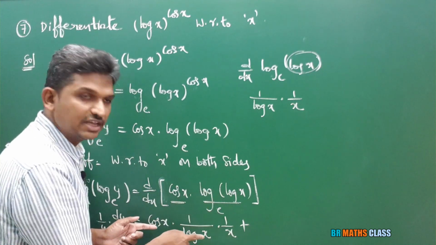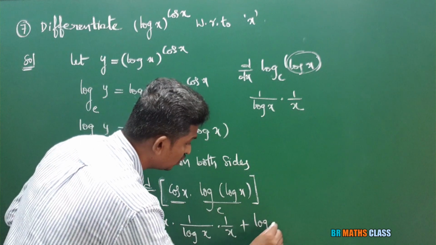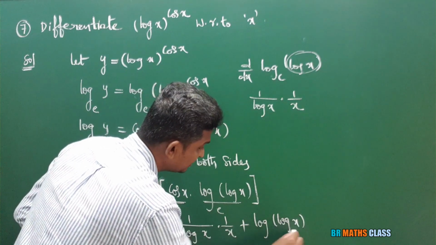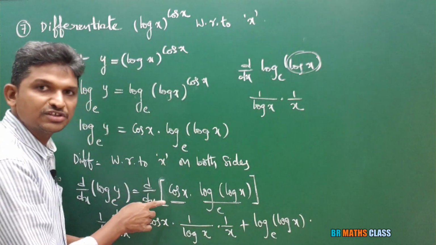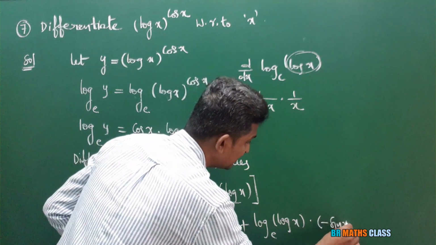First function into derivative of second function is over. Plus second function. What is the second function? Log of log x. Second function into derivative of first function. Derivative of cos x is what? Derivative of cos x is minus sin x. We learned this in the differentiation formulas.